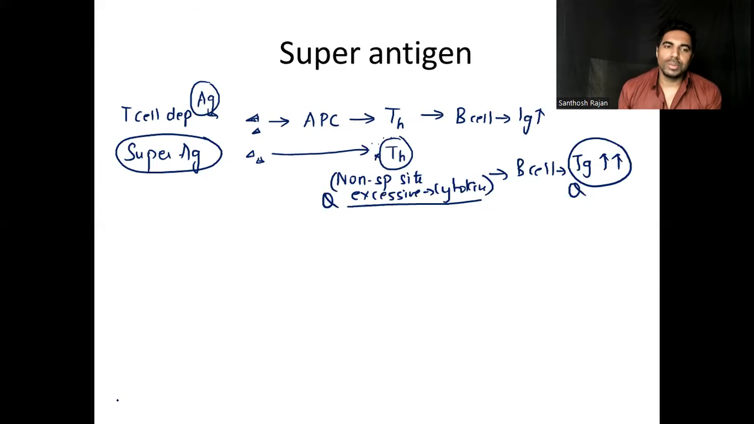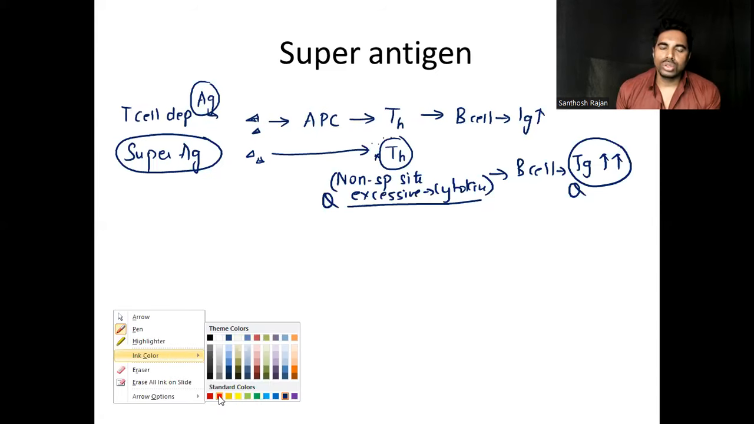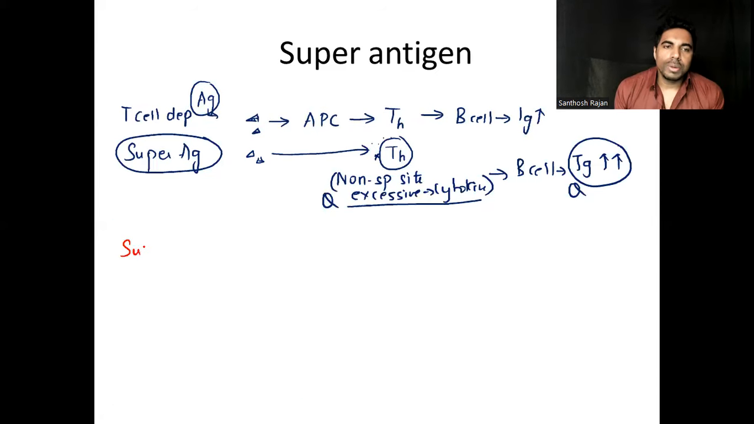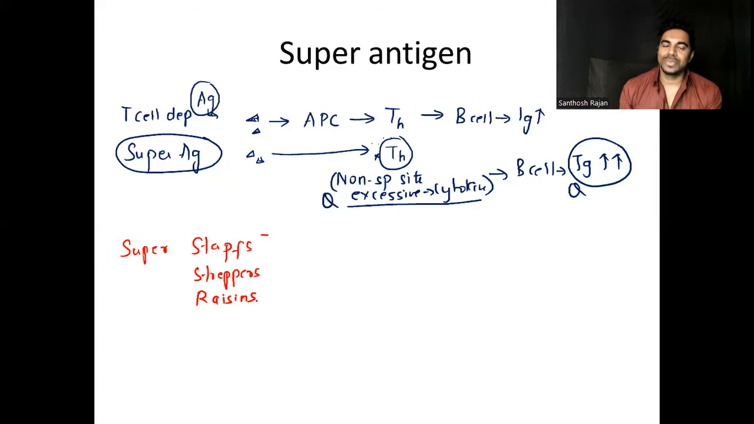Okay, this is it. So this is a superantigen. Now, a shortcut, how to remember this? Yes, I'll give you a shortcut. Don't worry, for everything I have an easy way to remember. You have to remember a few people. There is bacteria: super staph, super strep, super staphs, super strippers, and super raisins. Raisins, delicious super raisins. This is for bacteria. And for virus, I'll tell you, but first, let's finish this one.